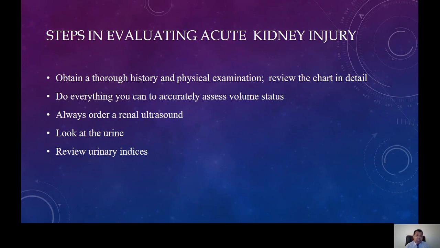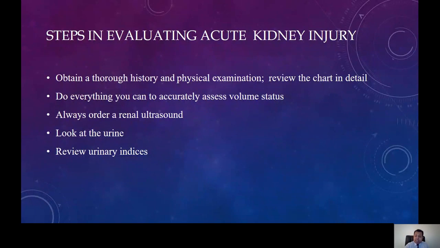Always order a renal ultrasound, it is very important. In children with acute kidney injury, an ultrasound scan is very important. It will give us details regarding the etiology of the disease, sometimes very helpful. And look at the urine, the color of the urine, whether it is red, very concentrated or dilute urine. You will get a lot of information just by looking at the urine, the urine indices and even just the UFR. This is a very, very important aspect.